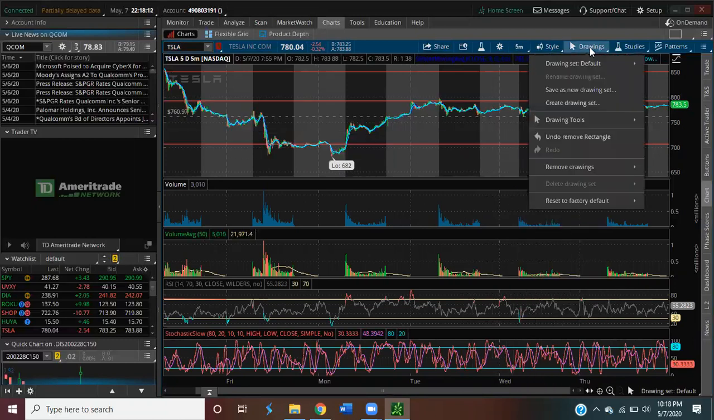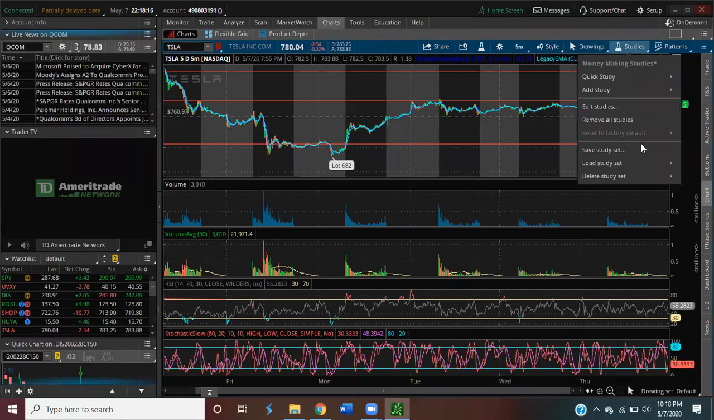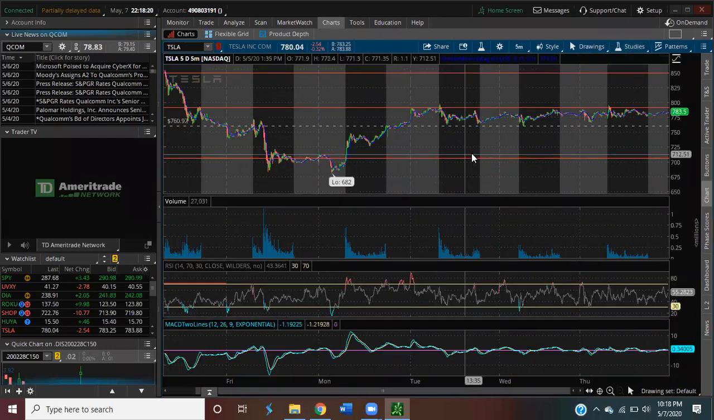So I'm gonna take all this stuff off my chart. Shouldn't put that on there. All right, this is Tesla. This one is loaded good.